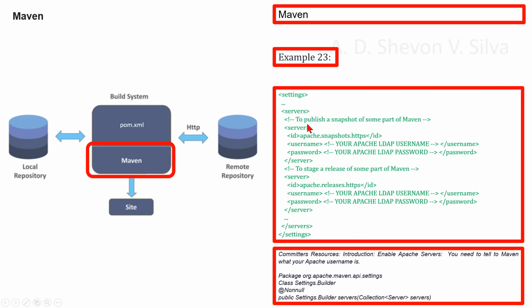To publish a snapshot of some part of Maven, you need your Apache LDAP username and your Apache LDAP password. To stage a release of some parts of Maven, you need your Apache LDAP username and your Apache LDAP password.